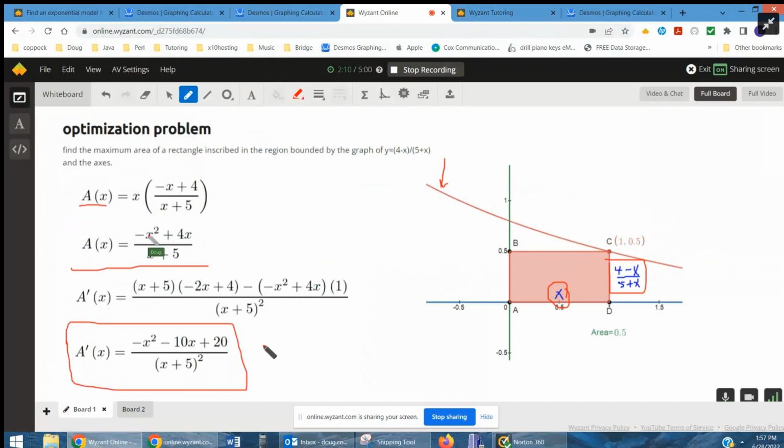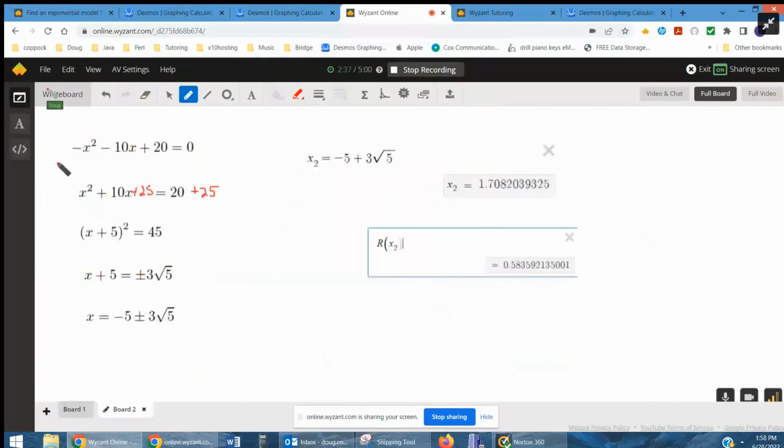And to find critical numbers, we want to find out when does this equal 0. Of course, if we multiply both sides by x plus 5, the quantity squared, we'll just get the numerator equal to 0. Another way to think about it, a fraction only equals 0 when the numerator is 0. So we want to solve this equation right here. And if I go to board 2, there's that equation.